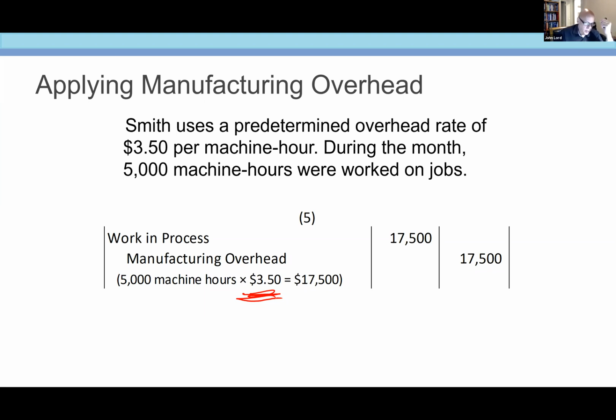But regardless, you're going to do what? You're going to take the number of machine hours that you incur for this particular job times the predetermined overhead rate of $3.50. That means that I'm going to apply my manufacturing overhead to my work in process using this predetermined overhead rate of $3.50. Since this job used 5,000 machine hours, we debit the work in process, we credit the manufacturing overhead.